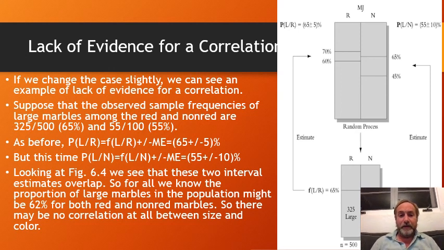What does that mean? That the interval estimates overlap, right? That means that for all we know, the proportion of large marbles in the population might be 62%, say, for both red and non-red marbles. That would mean there's no correlation at all between size and color, right? They could, for all we know, have the exact same proportion.